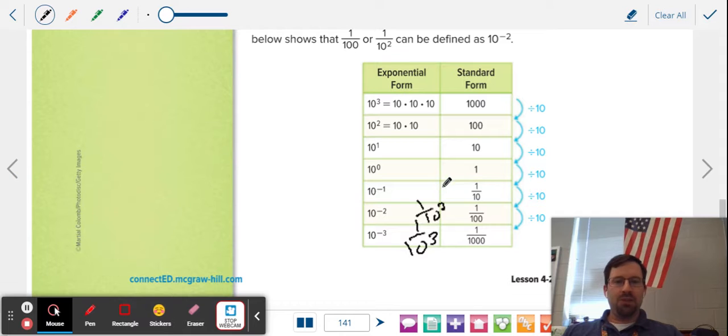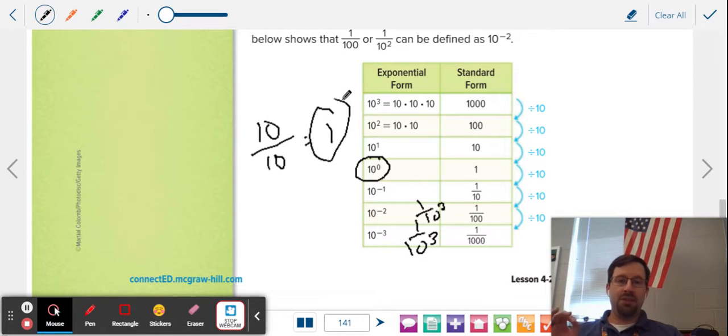So that might leave you with the question, well, what does 10 to the 0 mean? Since you're going down and you're dividing by tens, 10 to the first is just 10. I'm going to go down to the next power, divide by 10. 10 over 10 equals 1. Anytime you have something to the 0 power, it's always a 1 because you divide the number by itself.